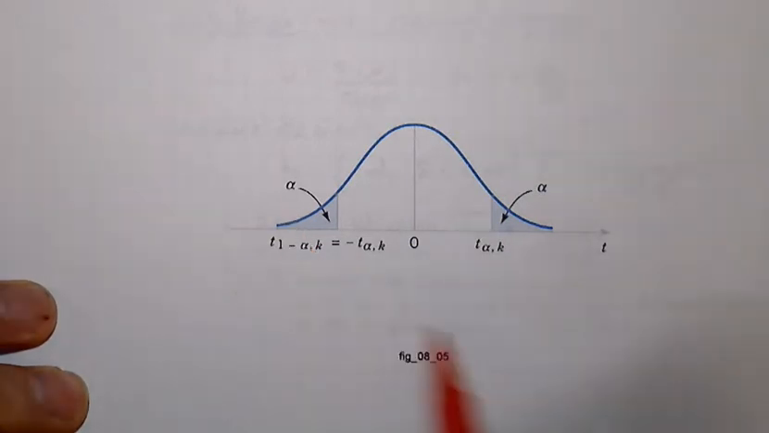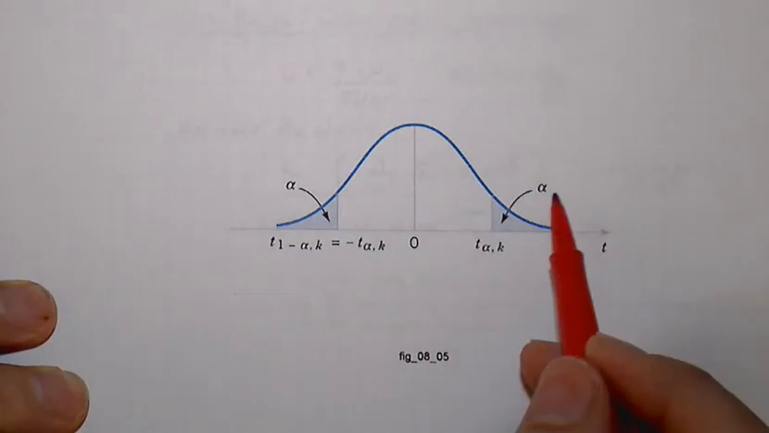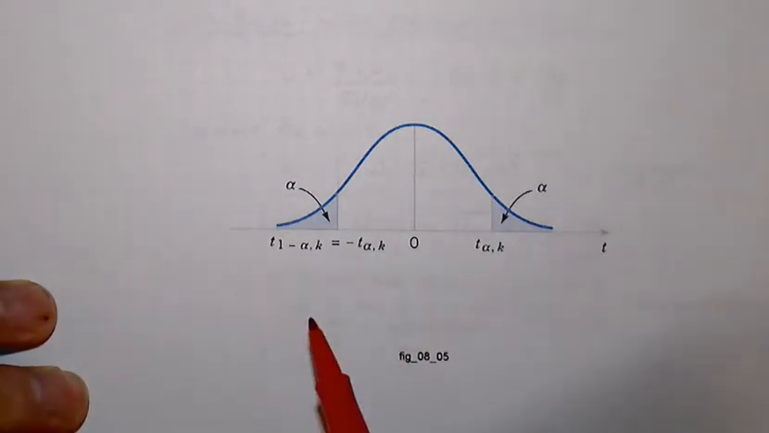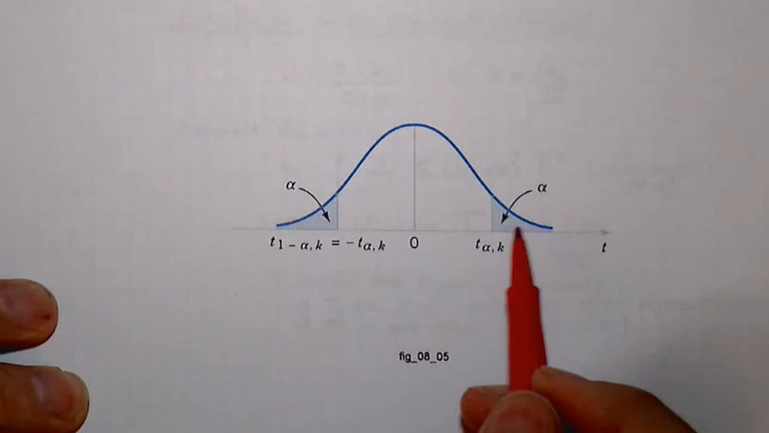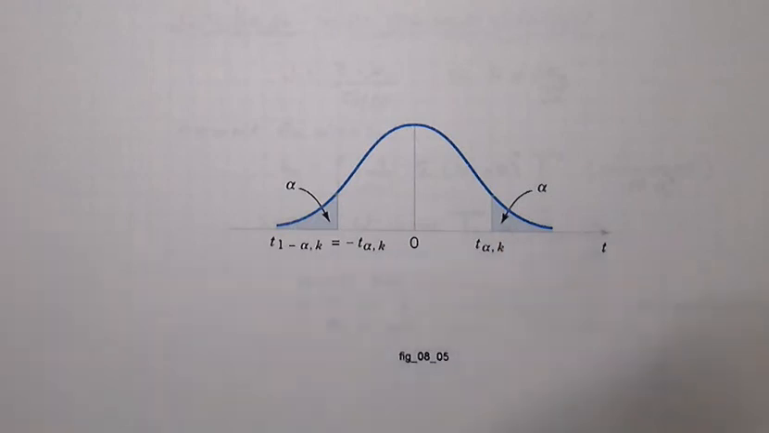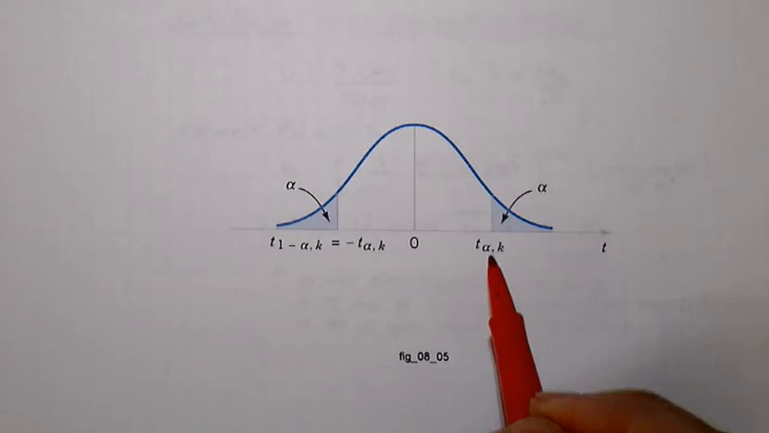Does alpha mean exactly the same thing? Before this was alpha over 2. We're going to run into cases here in a moment where no, alpha is really only out in the one tail, and that just gets a little kind of confusing, I think, in terms of the notation.